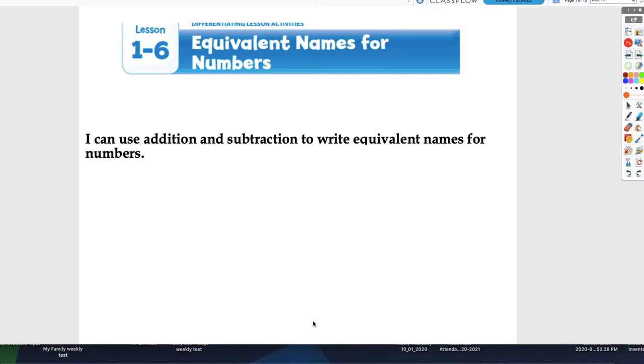Before we do our equivalent names for lesson 1-6, where we find names that are the same using adding and subtracting, we are going to do some quick look cards.